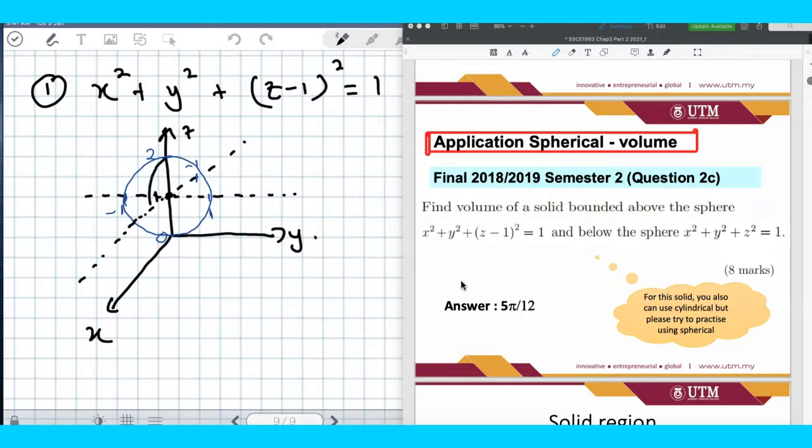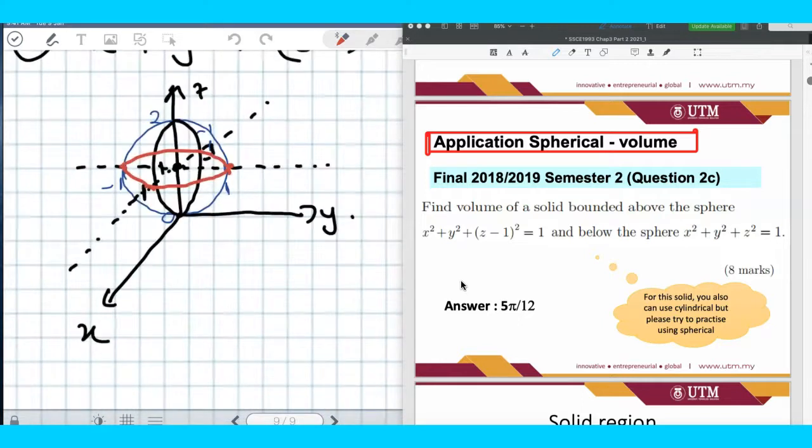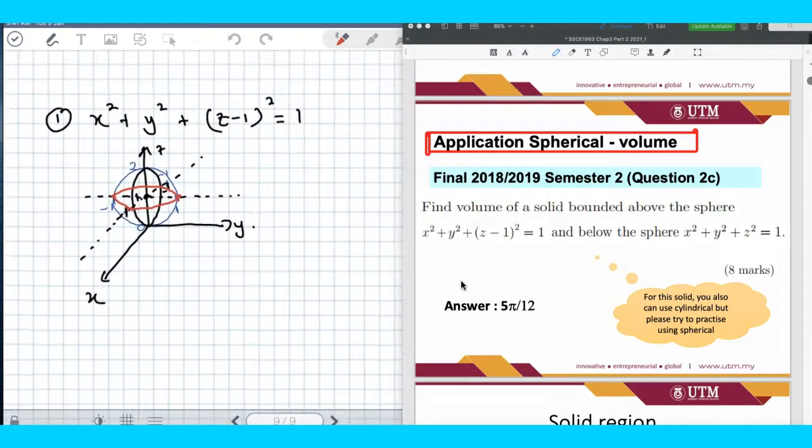Now this is on the x plane. On the x plane, we have a circle. So this is 1 and this is minus 1. And now on your xy plane, you have this. Okay, so that is your sphere shifted at z equal to 1.